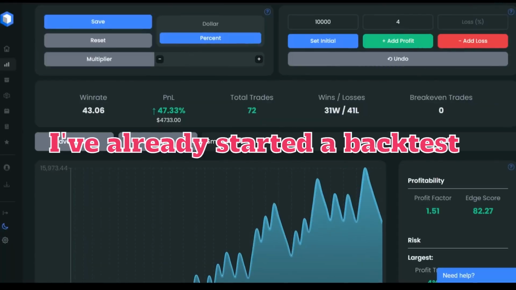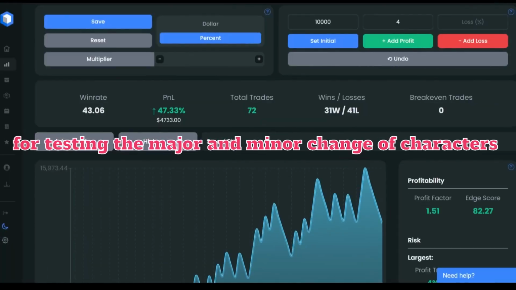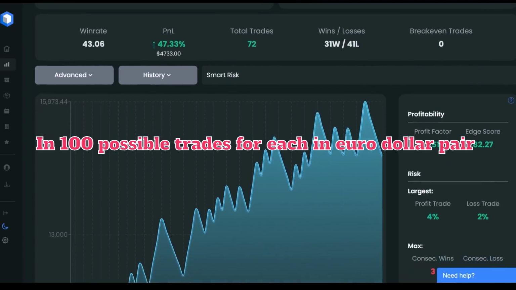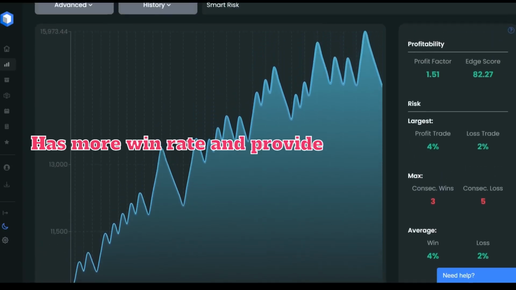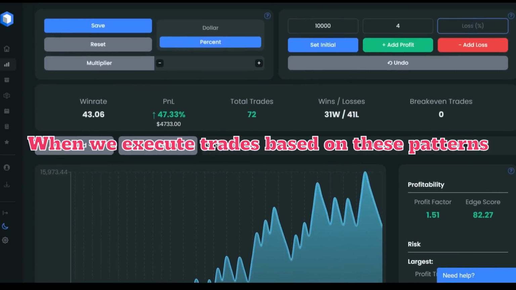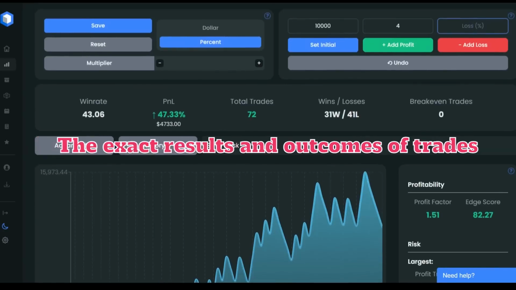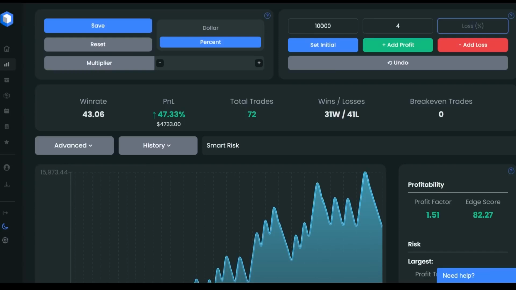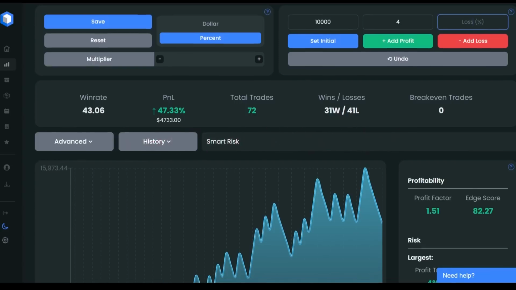I have already started a backtest procedure with Trader Edge software for testing the major and minor change of characters in 100 possible trades for each in the euro-dollar pair, to see which one has more win rate and provides high probability when we execute trades based on these patterns. And I'm going to share with you the exact results and outcomes of trades in the next episodes. So traders, stay tuned for that. Now let's jump into the real chart and see more examples.